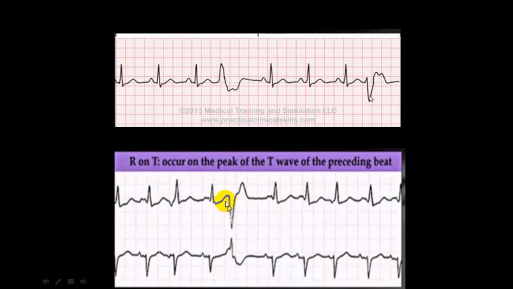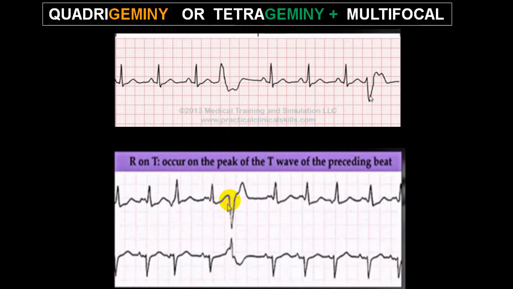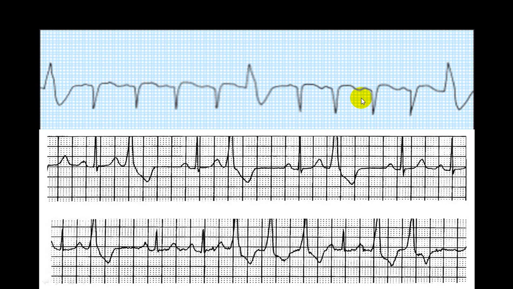Whenever you get such a QRS complex, this can end up with polymorphic ventricular tachycardia, and it is quite characteristic in torsades de pointes. So whenever a person is getting R on T phenomenon, it is a dangerous sign. It should be treated as early as possible. So this is quadrigeminy and multifocal. You can see this is in one direction, this is absolutely different. So it is multifocal, and this is R on T phenomenon.